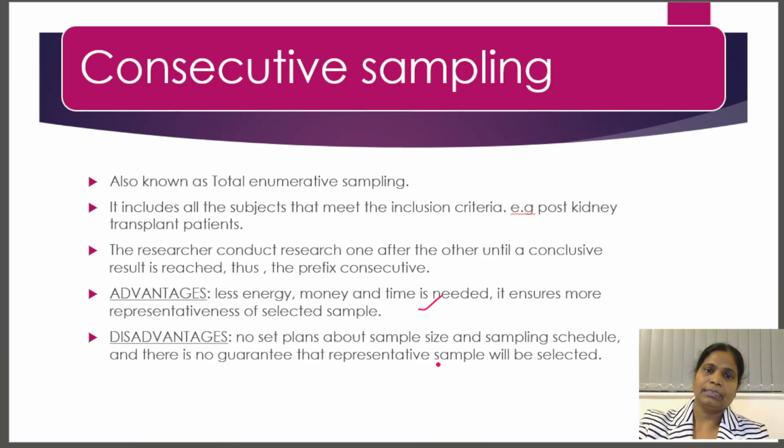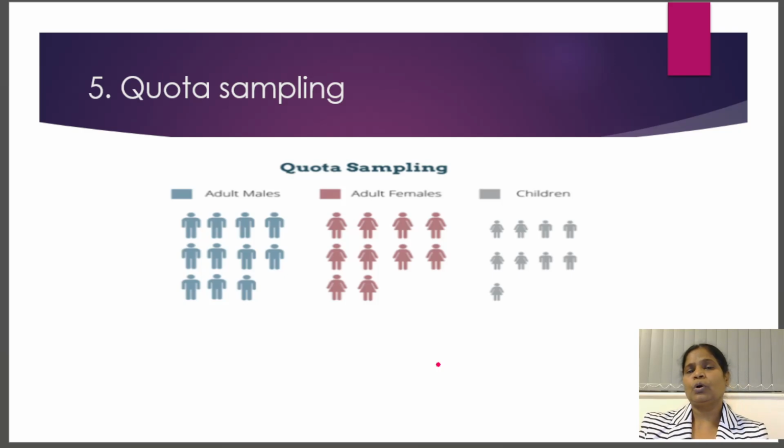Next, coming to quota sampling. When we say quota sampling, it's like if we are conducting a study on a population consisting of males, females and children.